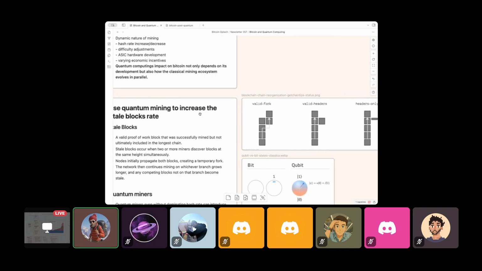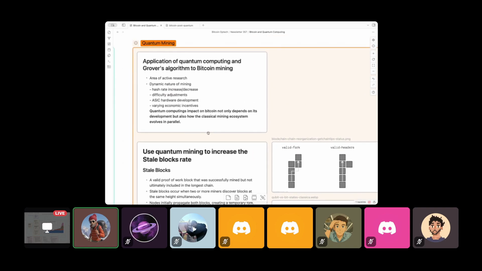Let's start with quantum mining. Quantum mining is all about applying quantum computers to solve much more efficiently the nonce. Basically, mining is a process of hashing a block's header repeatedly, so that you try to arrive at a hash value which is less than the target. If your hash is less than the target, that means you have won a block. So this is the process.